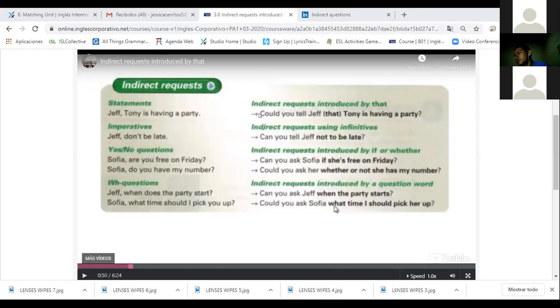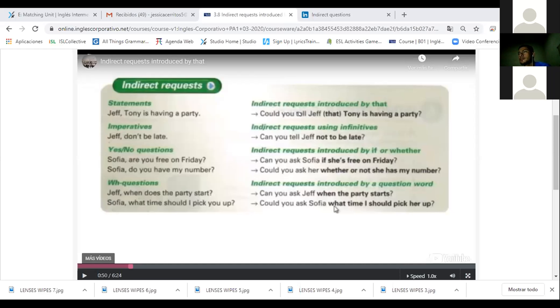Now, what I want you to know is that we use could plus you because I'm talking to you. So you ask someone else, all right? Could you tell Jeff? So here we can say tell or we can use ask or we can say, acuérdese que lo que estamos haciendo es pidiéndole a usted. En este caso, yo le estoy pidiendo a usted que le pida o que le diga o que le recuerde a otra persona. Entonces, este verbo acá puede cambiar.